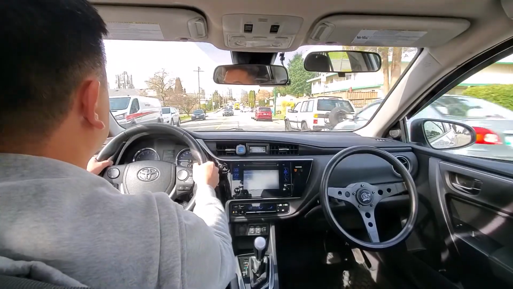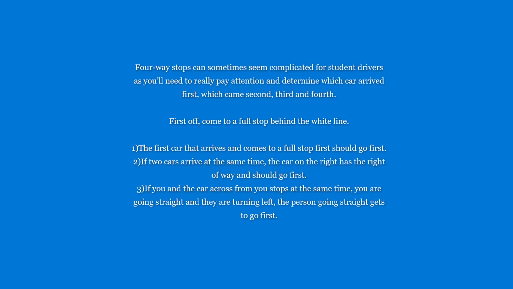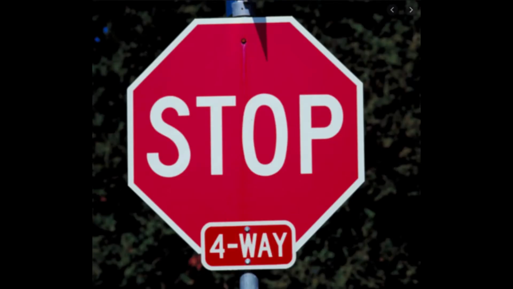Okay, up ahead, we approach a four-way stop. Four-way stop. Whoever arrives first, full stops first, gets to go first. If 2 cars arrive at the same time, the car on the right gets to go first. If you and the car across from you arrive at the same time, then the person going straight gets to go first. Okay, and that's an example of how a four-way stop would look like.